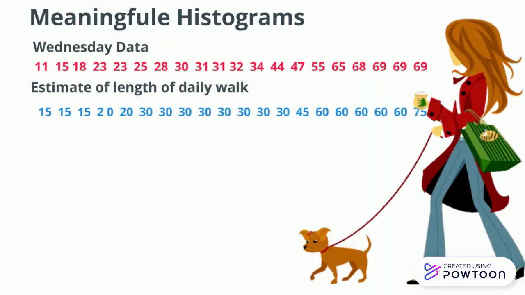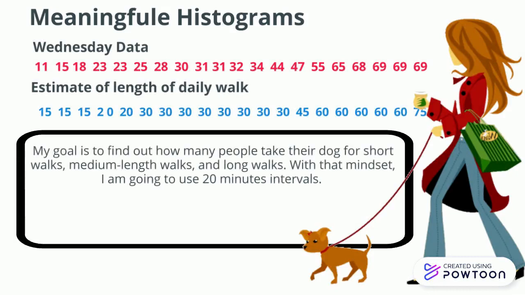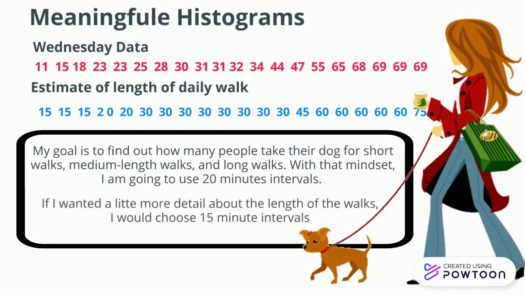My goal was to create a histogram that displayed data in the sense that people could look at it and notice the number of dogs that take short walks compared to the number of dogs that take long walks. I chose to use 20-minute intervals. I did consider 15 and also 30 minutes.